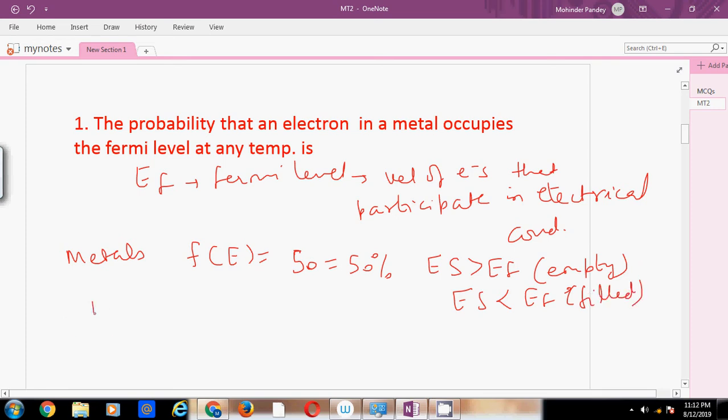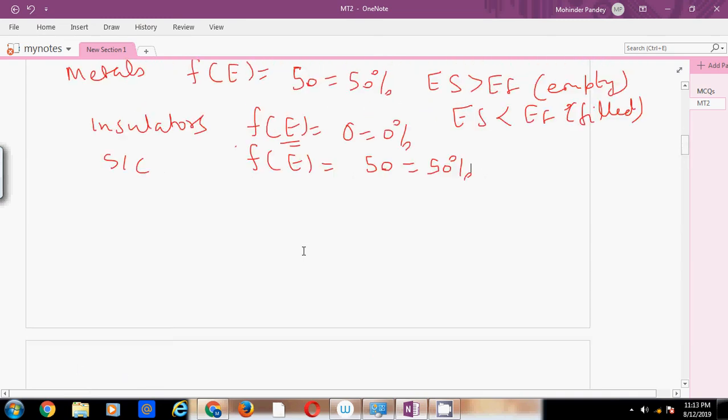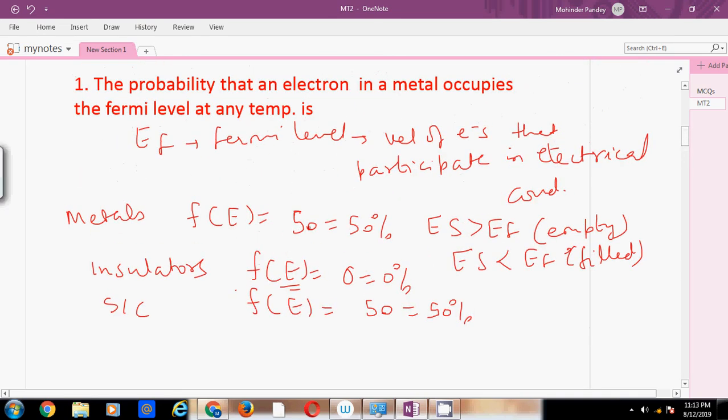Now in case of insulators, F of E is equal to 0%, meaning this is the probability that an electron in an insulator occupies the Fermi level at any temperature. In case of semiconductors, the probability that an electron occupies the Fermi level at any temperature is F of E equal to 50%, or you can say the answer is 0.5. I'm sorry, it is actually 0.5.